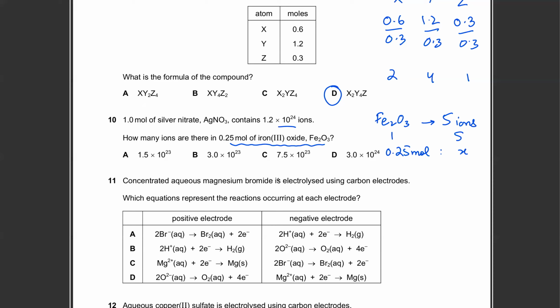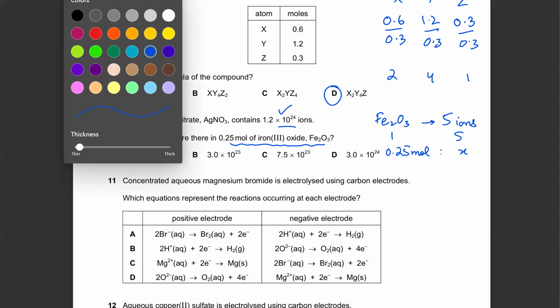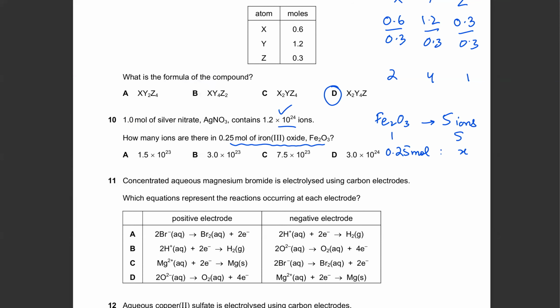The answer is 3 times 10 to the power 23, because I multiplied 0.25 mole by 1.2 times 10 to the power 24, and I got 3.0 times 10 to the power 23. Why did you use this? I don't know, I thought that's how we do it. Just keep it simple. Fe2O3 has how many ions? 5, I understood this. So 1 has 5 ions.